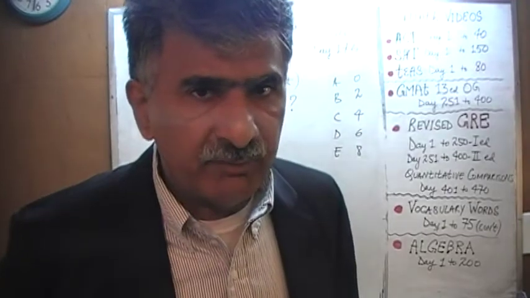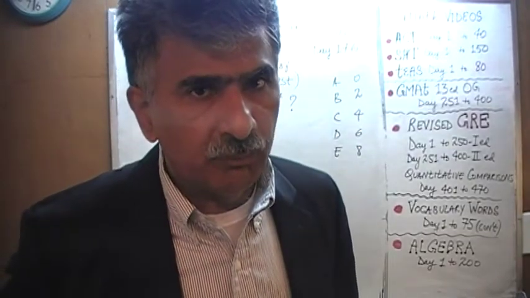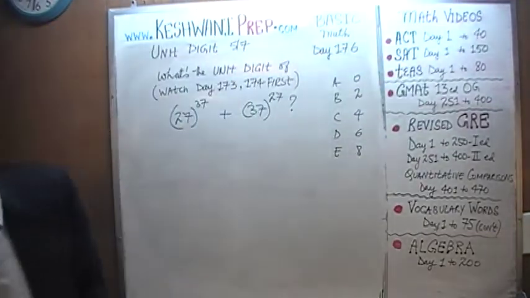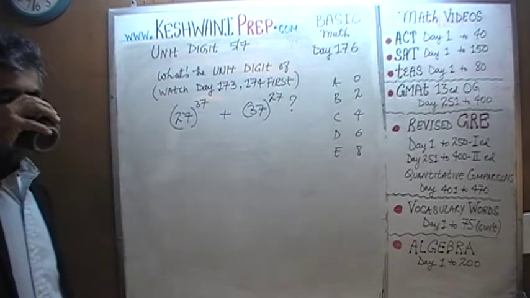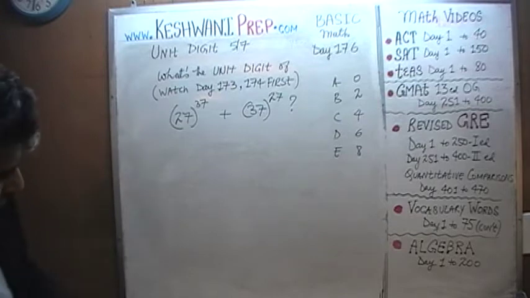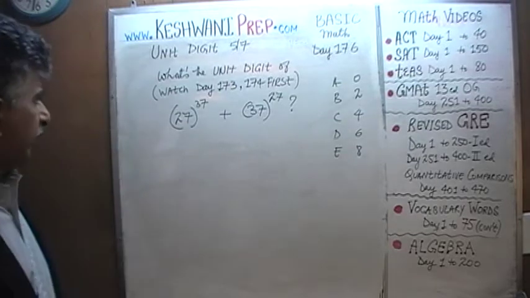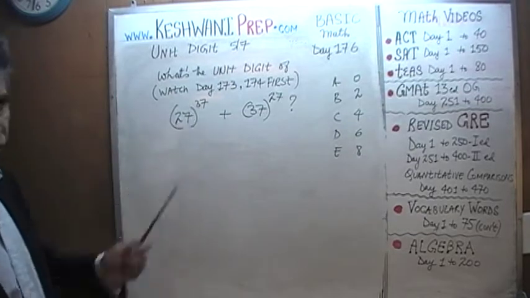I will give you now 5 seconds and I'll get out of your way for you to be able to pause and unpause the video. Okay, here we go. Do the problem yourself first. All right. Let's find out the unit digit of 27 raised to 37, shall we?